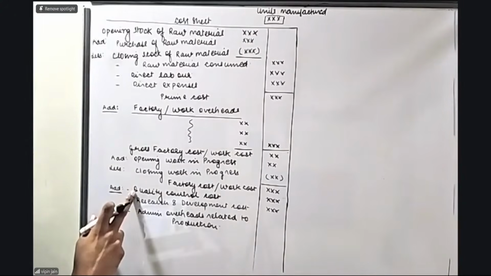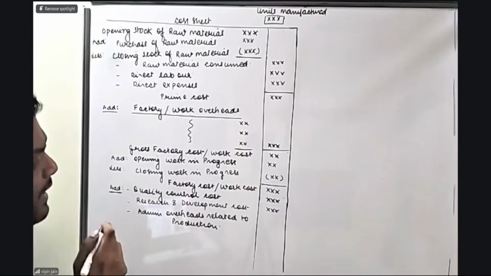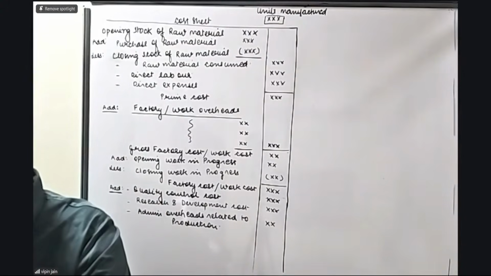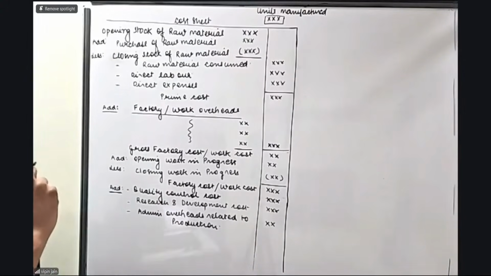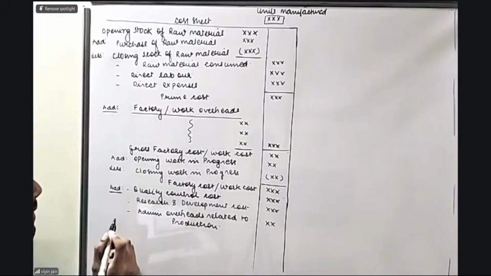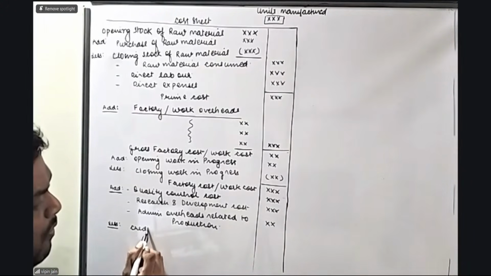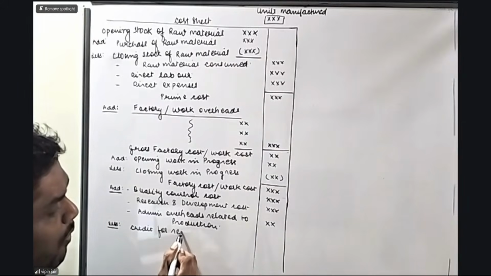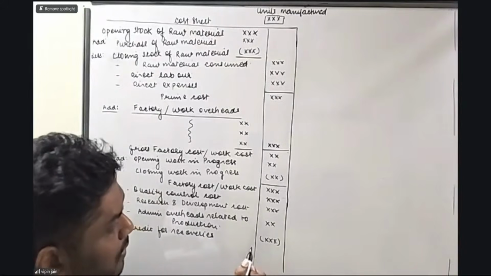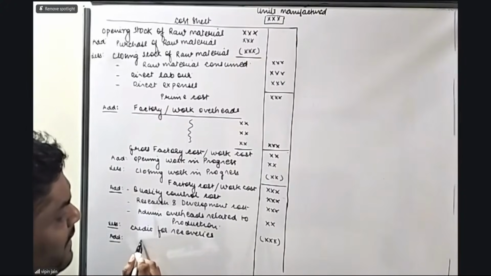We will add quality control cost. We will add research and development cost. We will add all the administration overhead related to production. We will subtract credit for recoveries, and then we will add primary packing cost.